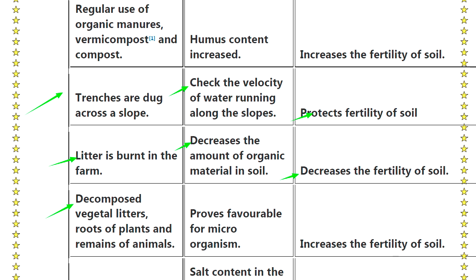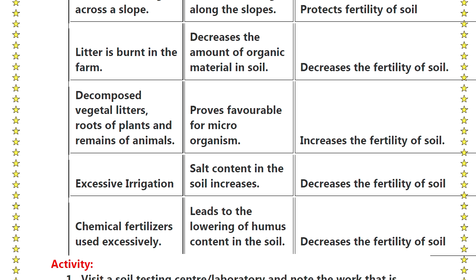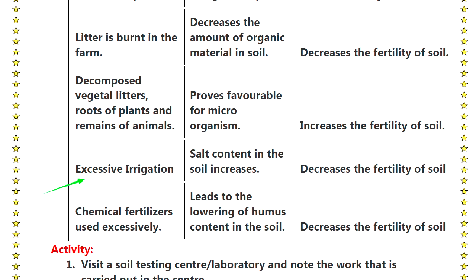Action: decomposed vegetal litter, roots of plants and remains of animals. Effect: proves favorable for microorganisms, and result is increases the fertility of the soil. Next, action: excessive irrigation. Effect: salt content in the soil increases, result is decreases the fertility of soil.